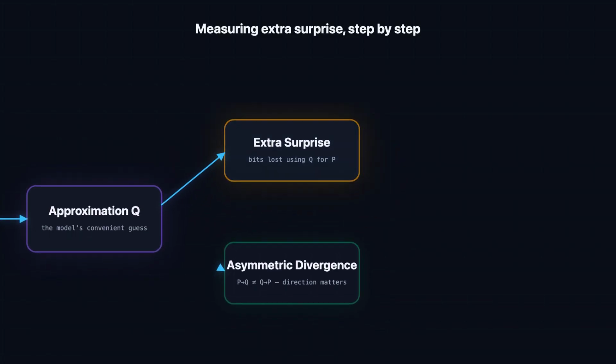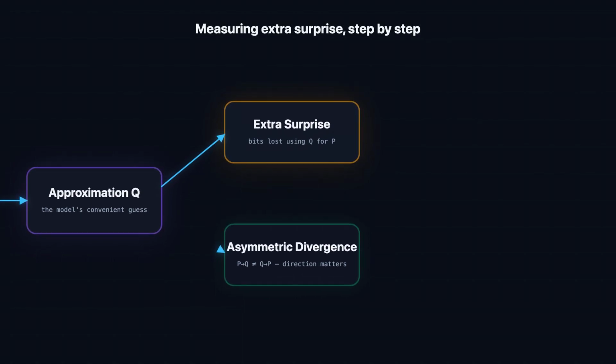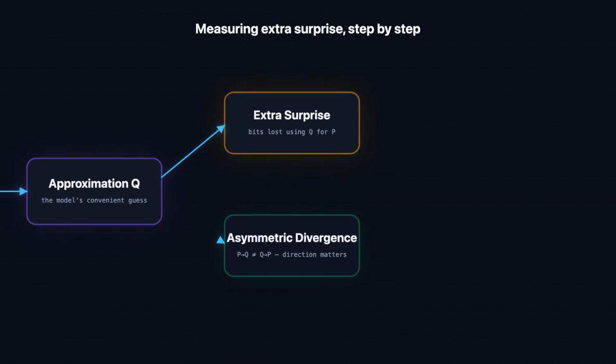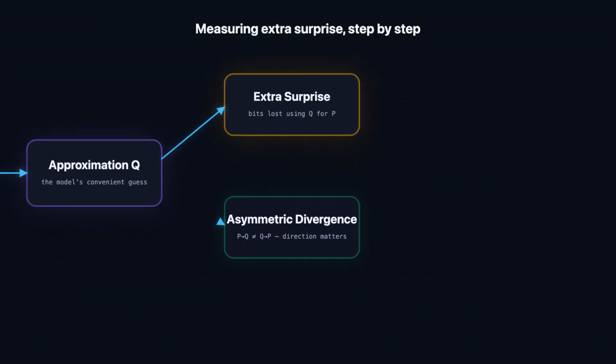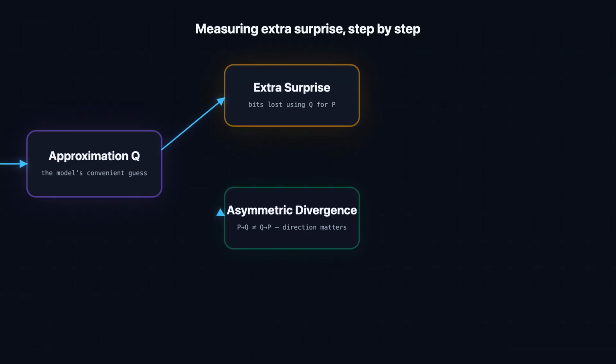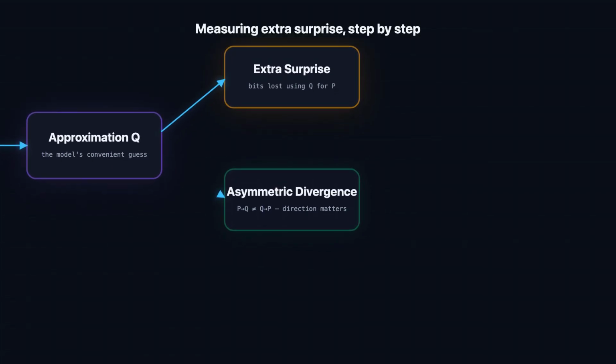KL Divergence measures the additional bits you incur when you encode data from P using the wrong distribution Q. When the two match perfectly, the divergence is zero, and it grows as they drift apart. It is the information lost when Q stands in for P.